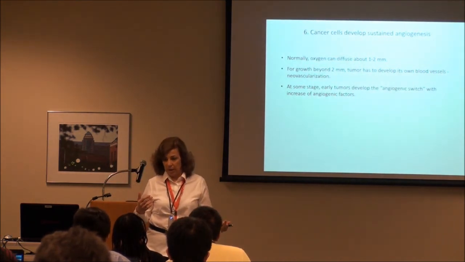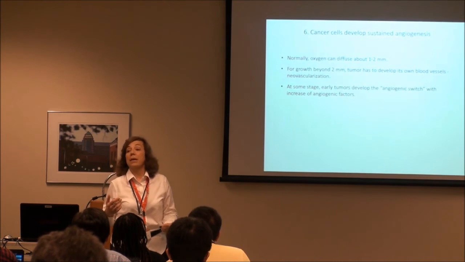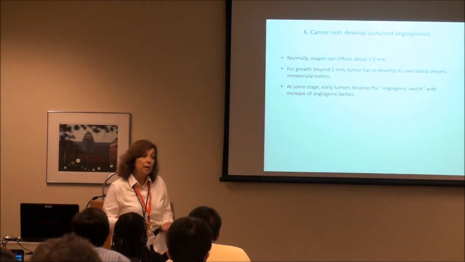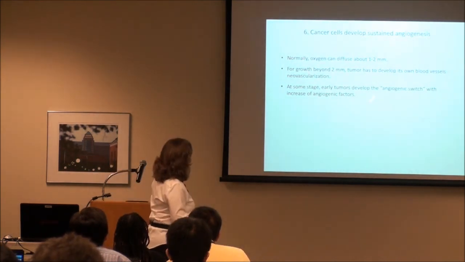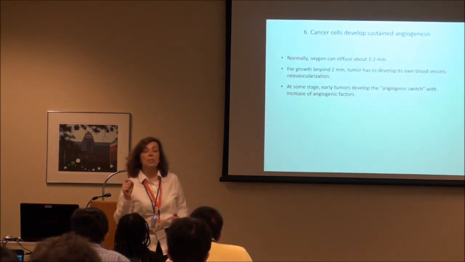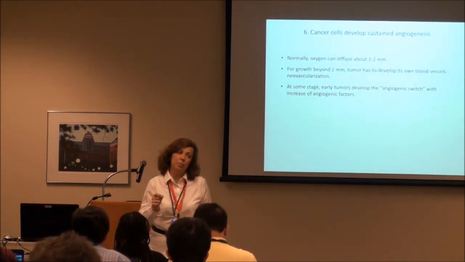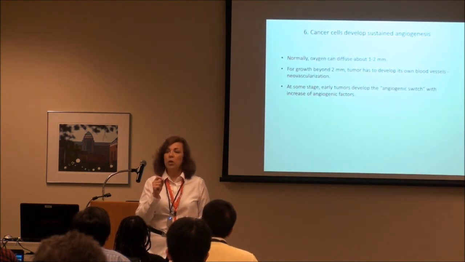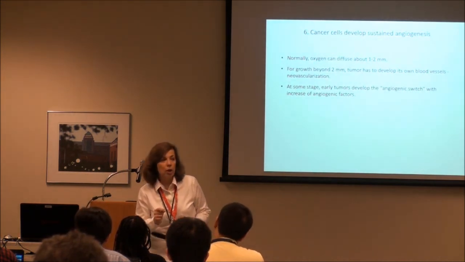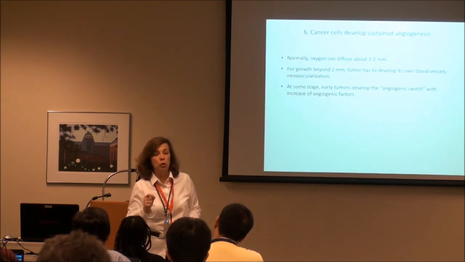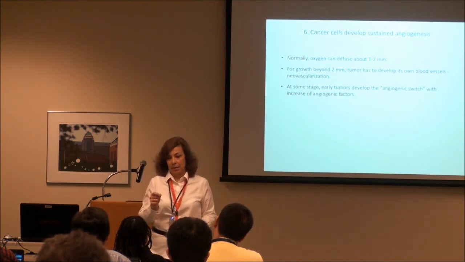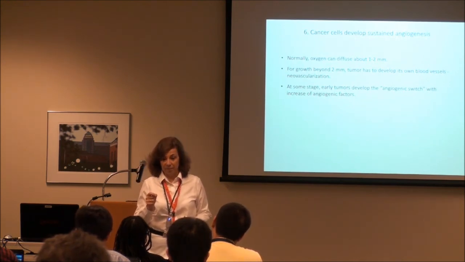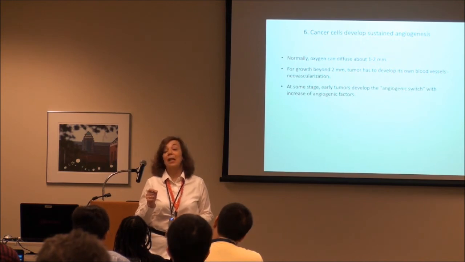They're going to kill themselves because they're going to starve without oxygen and nutrients. Well, they're smarter than that. They have the ability to stimulate the growth and development of their own blood vessels. So everywhere you have the growth of a tumor, you have the growth of new blood vessels, and that's called angiogenesis. And it's a lot of them.